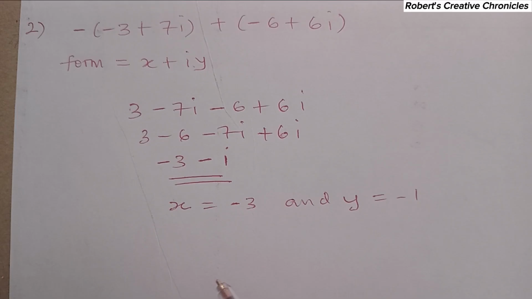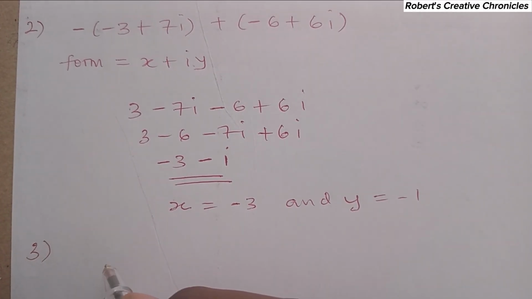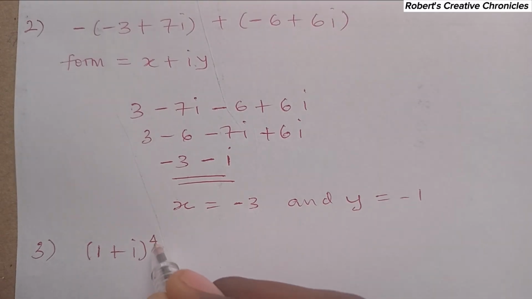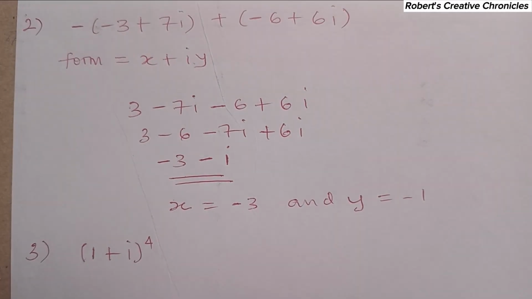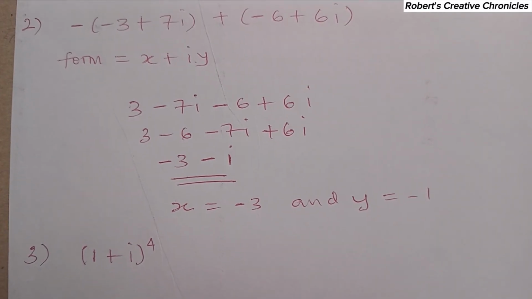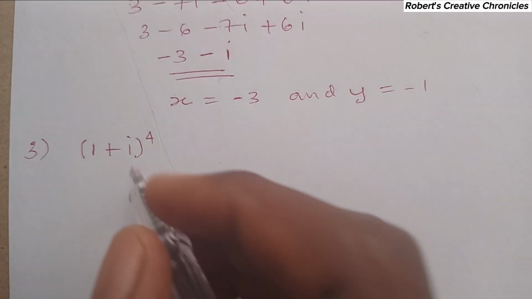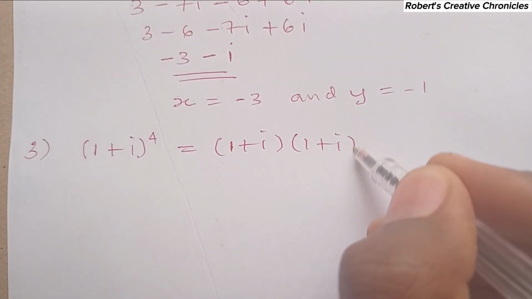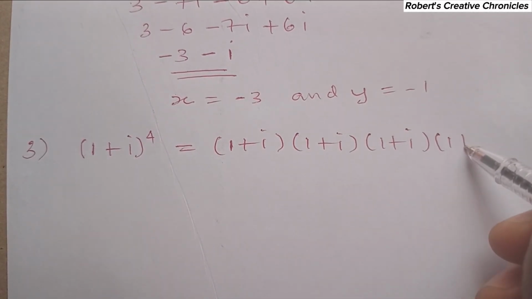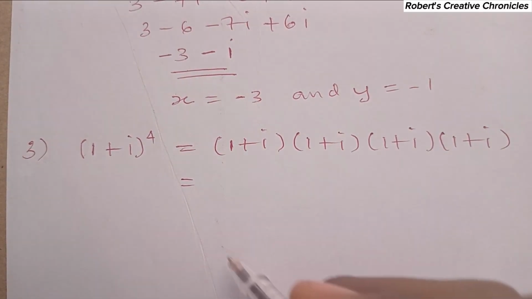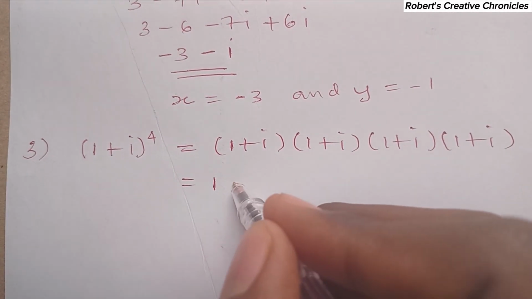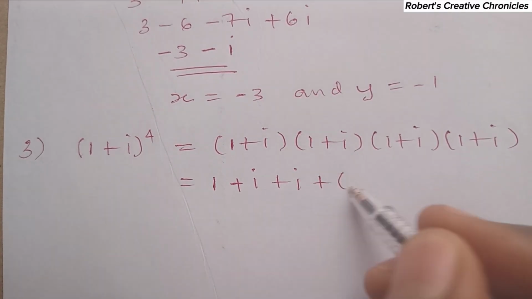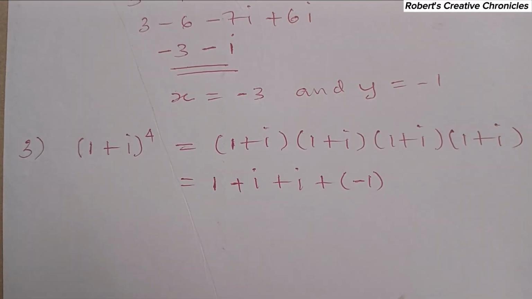Then the third exercise, it says we should express 1 plus i raised to the power of 4 in this form, the same form. So we'll work this. This becomes 1 plus i, 1 plus i, 1 plus i, 1 plus i. So let's open this first. 1 times 1 is what? 1 plus i plus i plus minus 1 because of i squared.